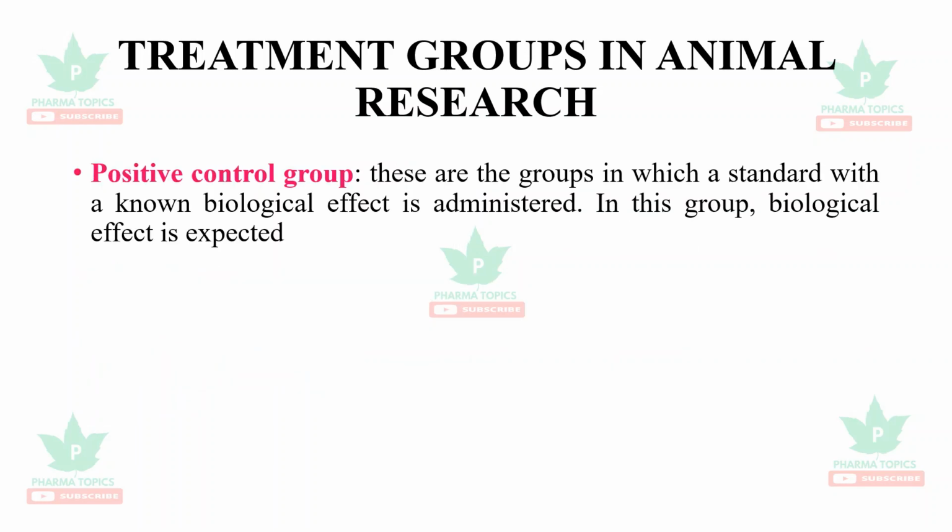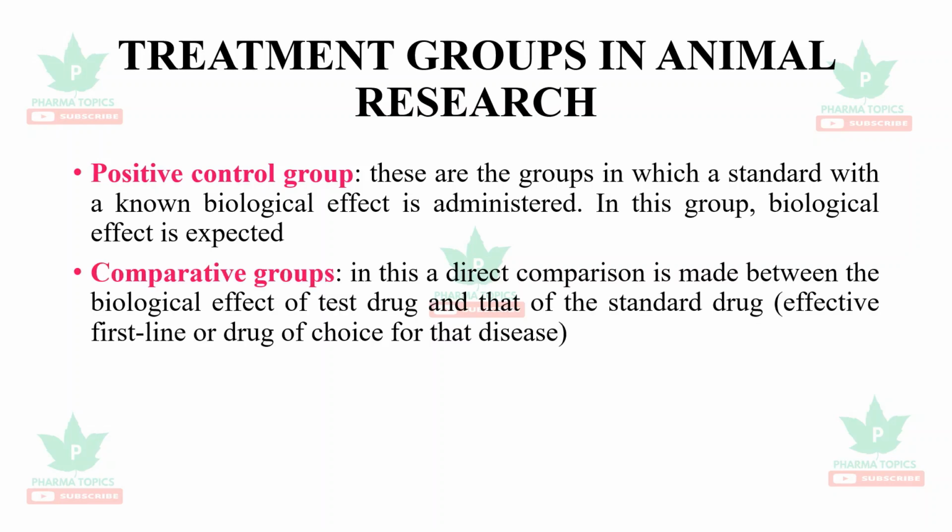The next is the positive control group. These are groups in which a standard drug with a known biological effect is administered. In this group, a biological effect is compulsorily expected. Comparative groups: in this, a direct comparison is made between the biological effect of the tested drug and that of the standard drug, the effective first line or drug of choice for that disease.